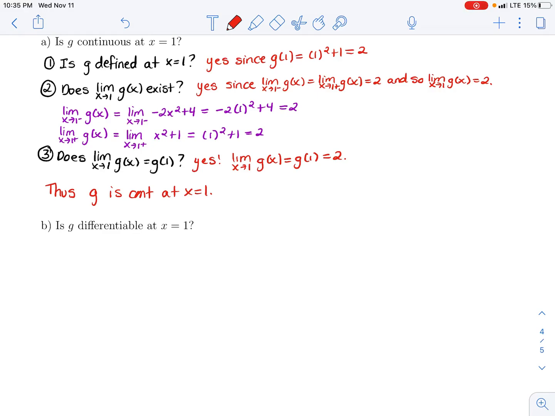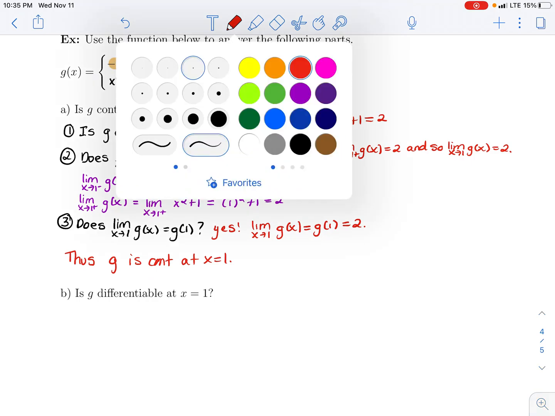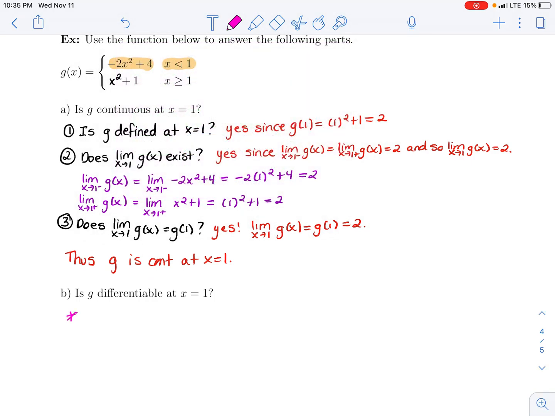Okay, so now I want to know, is g differentiable at x equals 1? This is the same thing as asking, does g prime of 1, which is equal to the limit as x approaches 1 of g of x minus g of 1 all over x minus 1, exist? So how are we going to determine that?